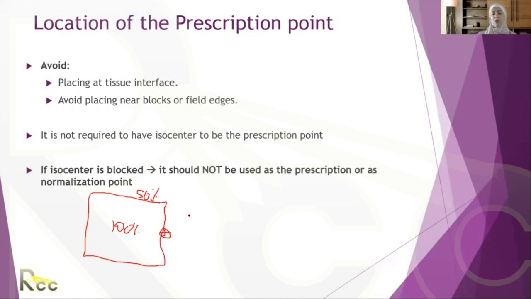And physicists, when you do the monthly QA on the machine and you want to see radiation field versus light field, what do you look at? You look at the beam edge, and then you look at 50%, right? So 50% describes your beam edge. But so please don't put anything at the beam edge. I can have beam block.